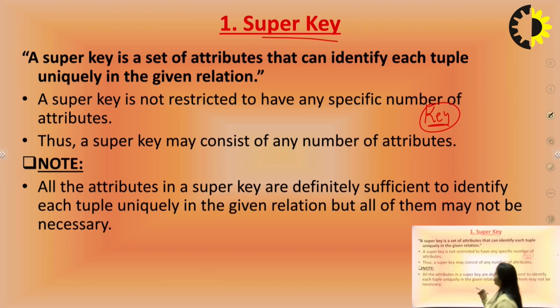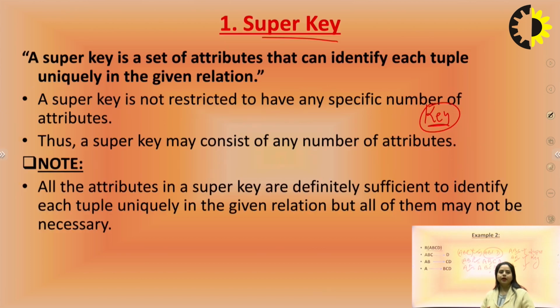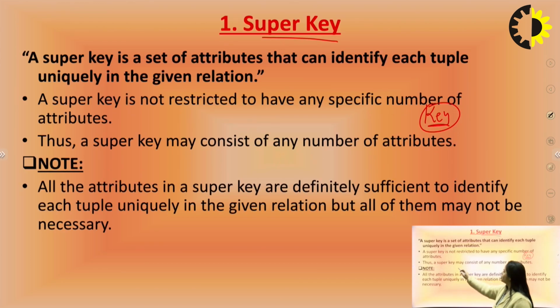Now, there are some points. A super key is not restricted to have any specific number of attributes. In a super key, we have 1 attribute, 2 attributes, 3 attributes. For example, here we have 1 attribute in our super key, here we have 2 attributes, and here we have 3 attributes. So, there is no restriction, no limitation on the number of attributes we have in the super key. And next one is thus a super key may consist of any number of attributes.